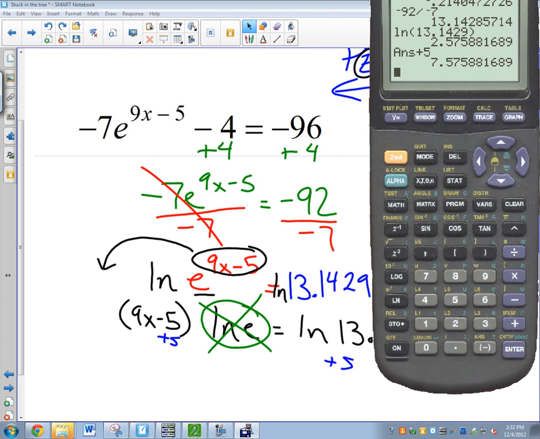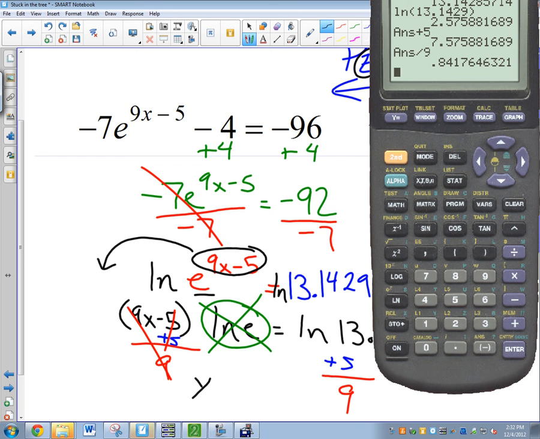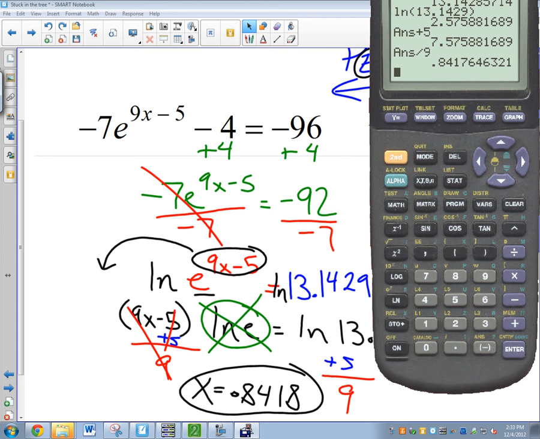Once I've done that, I need to get rid of the 9. So on both sides, I'm going to divide by 9. So I take that answer in my calculator, divided by 9, hit enter. There we go. There's my final answer. X is going to be equal to 0.8418 when I round up there. There's my answer. That's the hardest problem I could ever do.